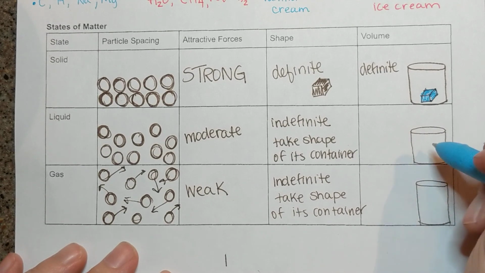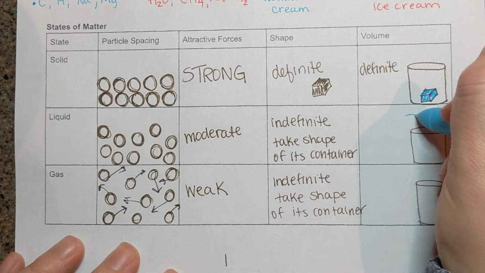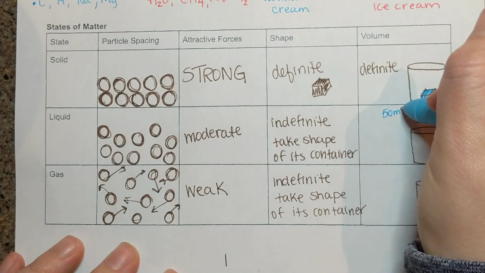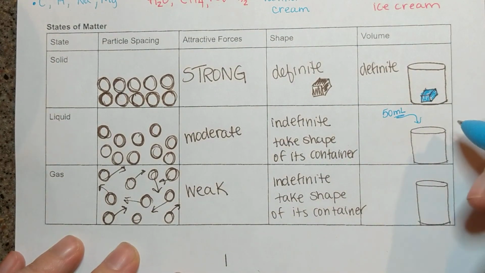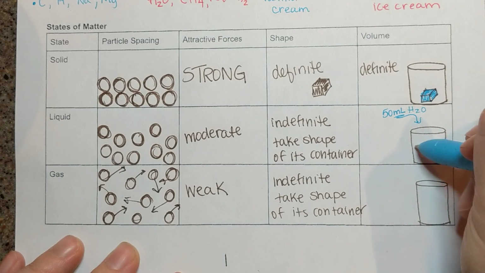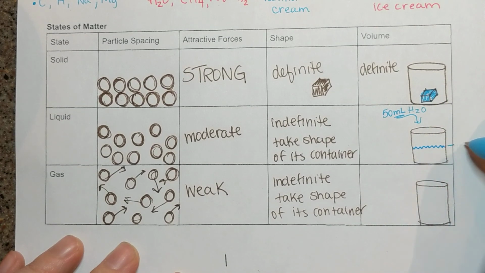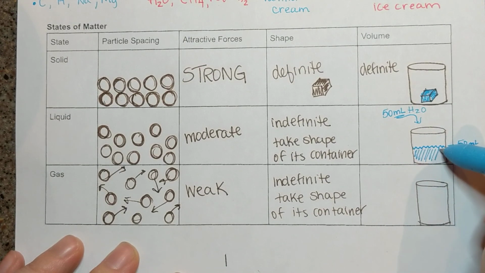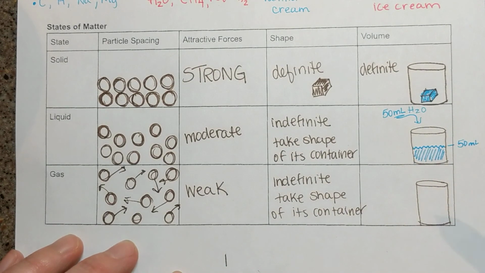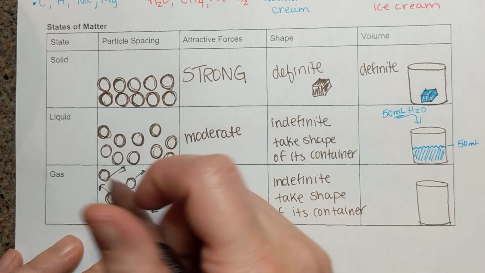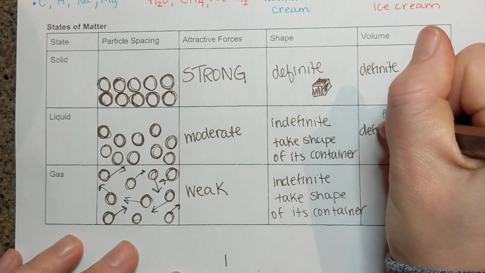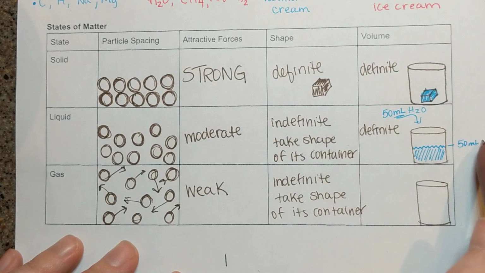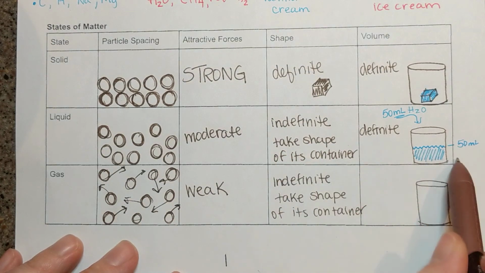If I put a liquid in my container, let's say I put in 50 milliliters, that's how we measure volume, milliliters of water into my container, that's going to come up to about here. We'll say this is 50 milliliters. And my water is going to fill just 50 milliliters of my container. Doesn't matter how big or small my container is, it'll fill 50 milliliters. So we say that liquids have a definite volume. It's always going to have 50 milliliters. Now it takes the shape of the container, but it's only 50 milliliters.